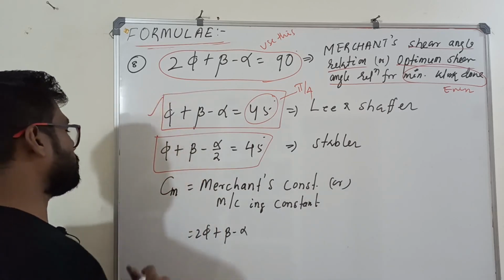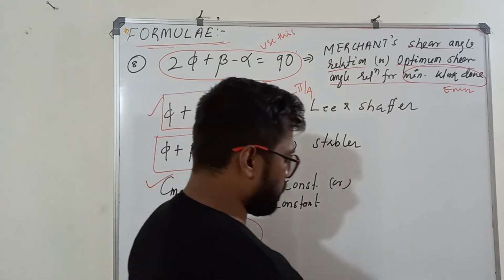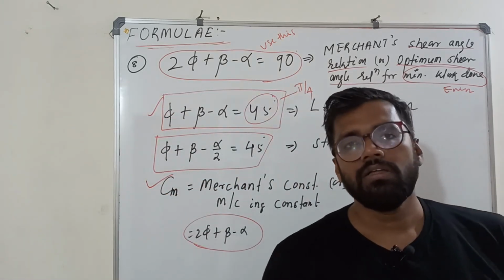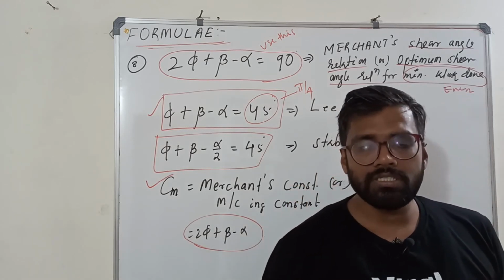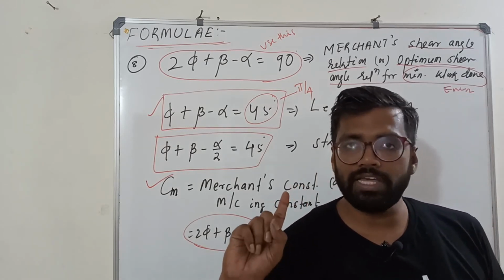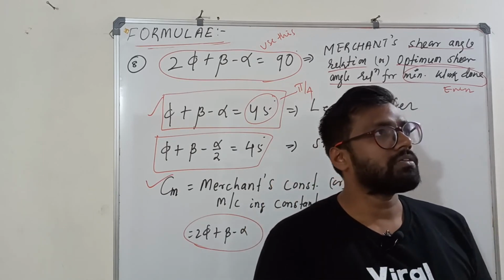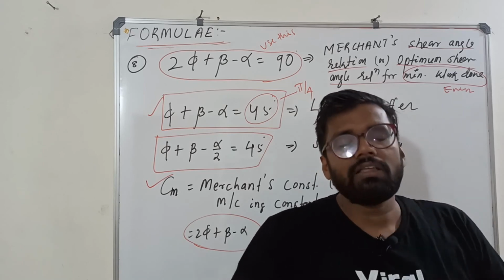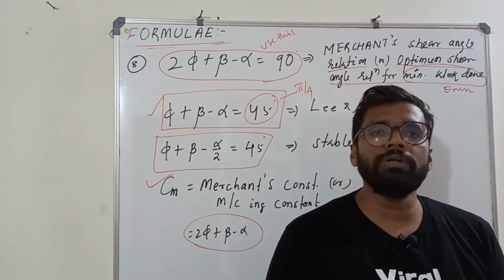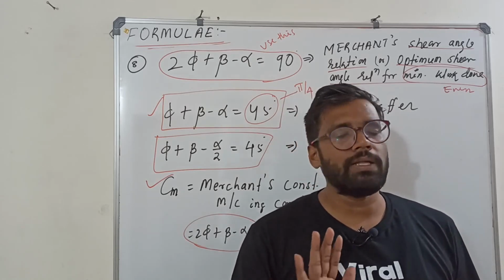Cm is also known as Merchant's constant or machining constant. Sometimes we can write Cm equal to 2 phi plus beta minus alpha. So with this, your orthogonal machining numerical formulae we have done. You try solving the numericals. If you are not able to solve any numerical or you find it difficult, please write in the comment section so that I will solve some numericals based on these formulae only.